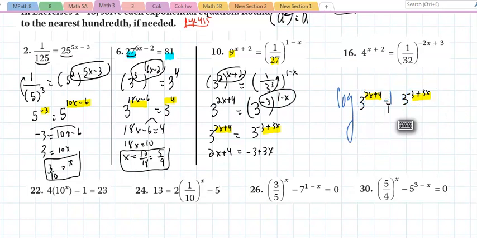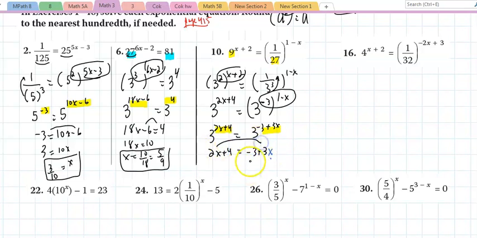That's about it. So if I go ahead and solve, I will get x to equal 7. And there it is.